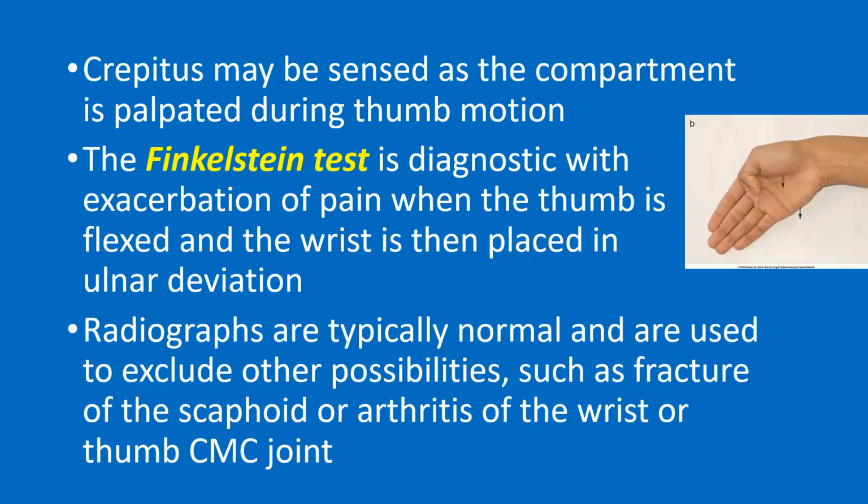The Finkelstein test is diagnostic with exacerbation of pain when the thumb is flexed and the wrist is then placed in ulnar deviation. Radiographs are typically normal and are used to exclude other possibilities, such as fracture of the scaphoid, where you have tenderness in the region of the anatomical snuff box, or arthritis of the wrist, or even thumb carpometacarpal arthritis.